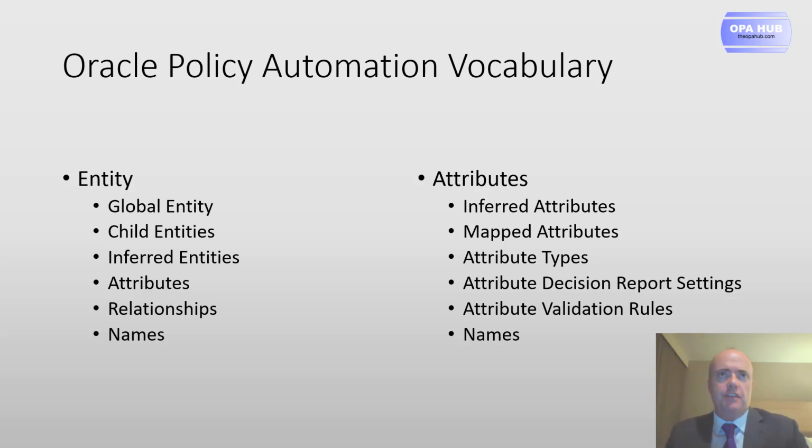Attribute types. We have field types in Siebel. We have attribute types in OPA. Date, time, Boolean, and so on. Attribute decision report settings. These are settings that will cause more or less information to be sent back to Siebel when we ask for it. Attribute validation rules. We will have validation rules in OPA to ensure that if I'm doing an interview, I don't enter the wrong kind of data or make a mistake. If someone asks me what is Sadmin's age and I enter -5, well, I've probably got a validation rule in OPA to control that data, to control the response. Names, attributes have XML tags as well.